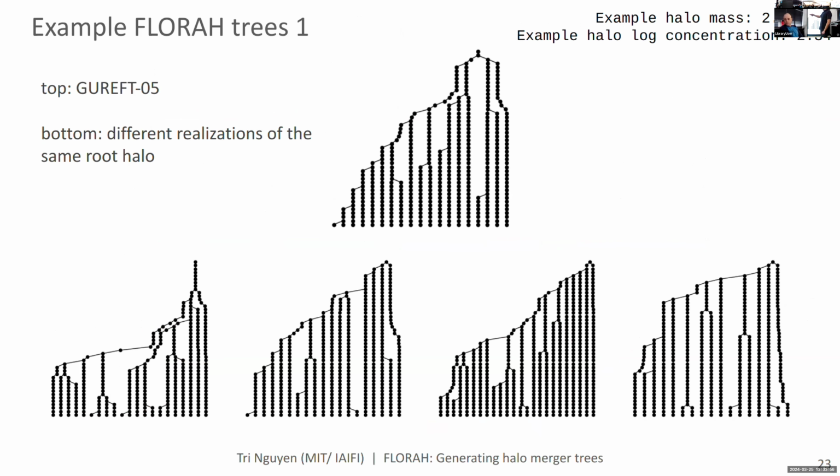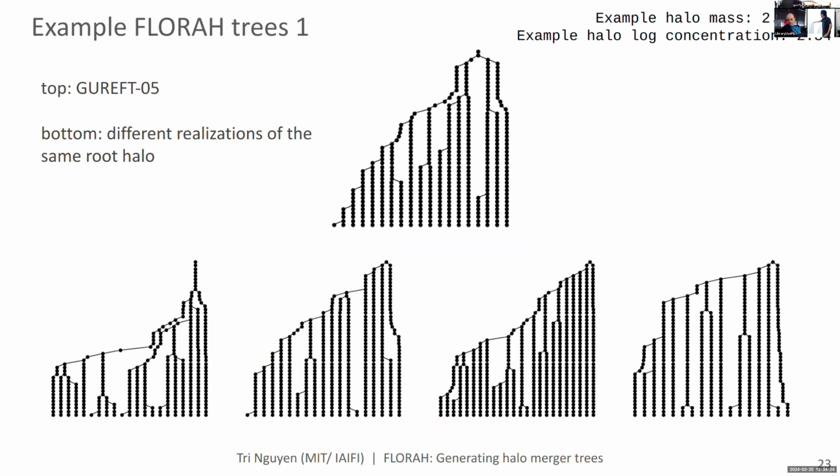And here are a few examples of FLORAH trees, just the structure of the trees, and no numbers here. This is using the graph simulations. This is the real trees, quote unquote real from the simulation, and here are all different realizations of the trees. So the only thing that these trees are sharing is the halo mass and the dark matter concentration at redshift equal to 0.